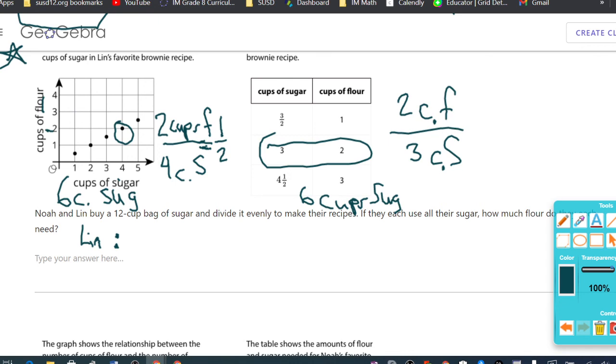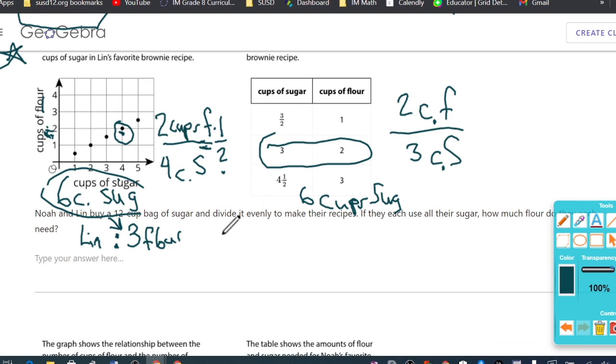Okay, anyway, it's half. Let me just look at this again. Sugar equals 4 cups, flour equals 2. It's half as much flour as sugar. So if she has 6 cups of sugar, she needs half as much flour. It's 3 cups of flour. There's many ways to look at it, so sometimes I just keep on going.